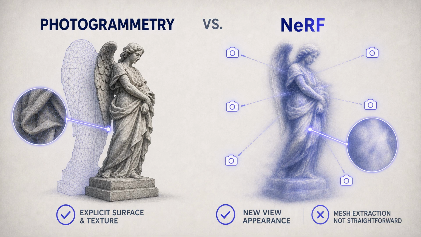Photogrammetry often tries to recover explicit surfaces and textures. That can be excellent for solid objects. NeRF focuses on recreating how the scene looks from new views. It can handle delicate appearance effects, but extracting a clean, editable mesh is not always straightforward.